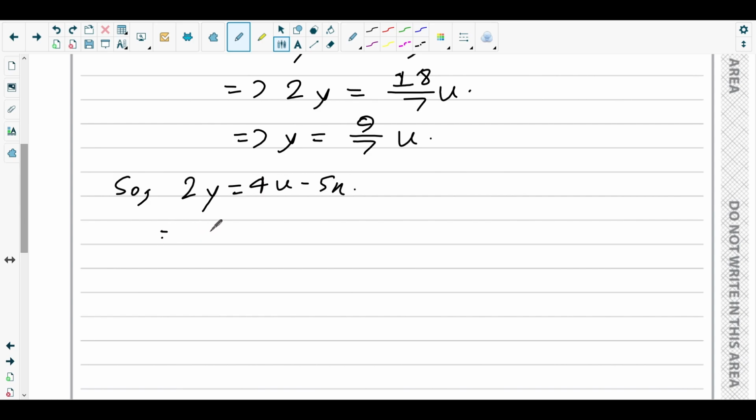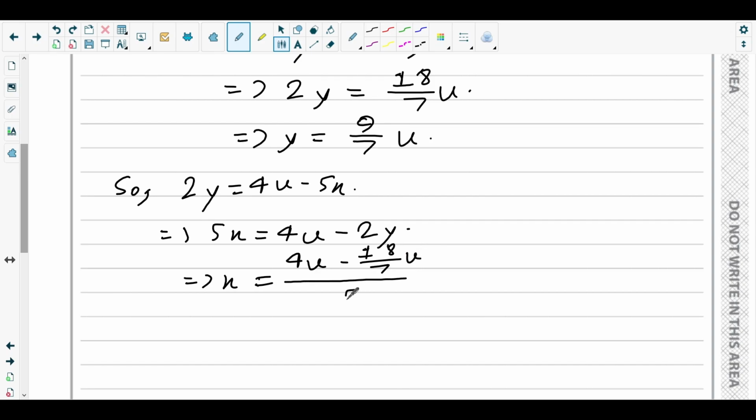Okay, so we need the value for x. So 5x equals 4u minus twice of y. So the value for x is 4u minus twice of y, which is 18 over 7, so 4u minus 18/7 u, over 5. So this is basically 4 minus 18 over 7, divided by 5. It is basically 2 over 7, 2/7 u.